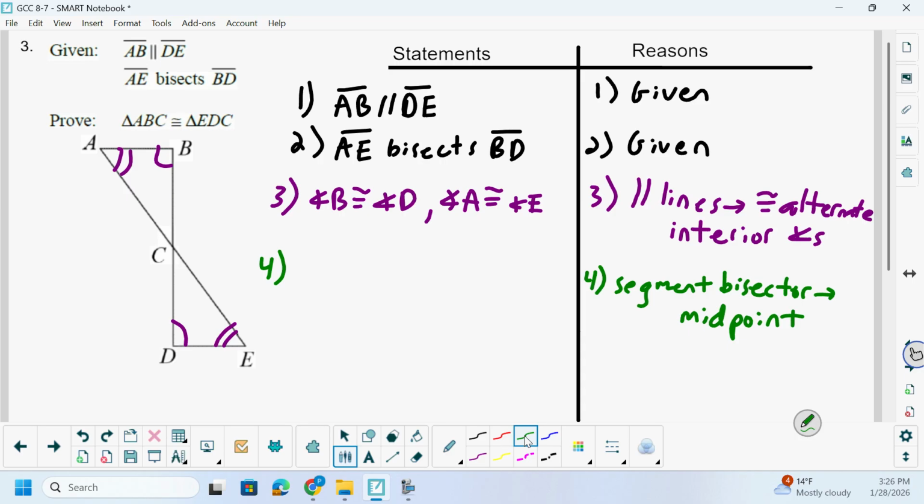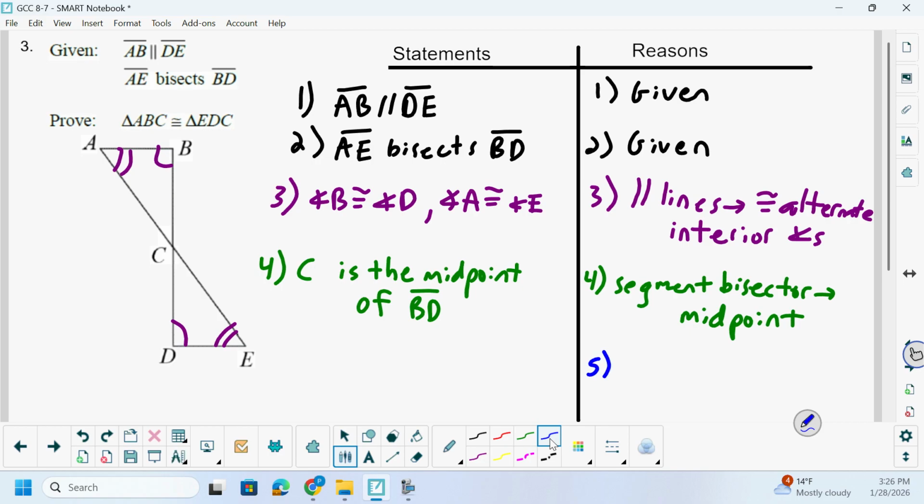We are pointing at midpoint, so we've got to say which thing is a midpoint and what it is the midpoint of. Well, when they cross AE and BD, they cross at C. So we'll say C is the midpoint of, and it is always the midpoint of what comes after the word bisects. So it's the midpoint of BD. The only time it will be the midpoint of both is if it said they bisect each other.